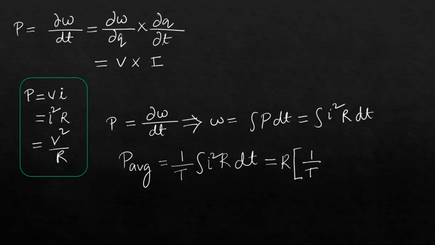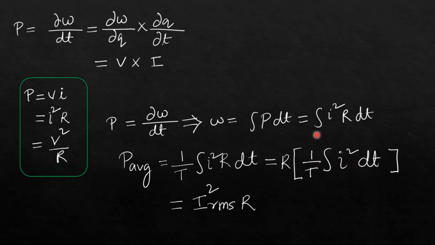Here R is the constant, you can take it outside. It becomes 1 by T into the integral of I square dt. Now we can write further it as I RMS square into R. It is the expression of I RMS square. So I have replaced it by I RMS square. So whenever we have a time varying current, that is current is following the function of time, let us say current is equal to sin t, so it is a function of time, then you have to use the RMS value of the current to determine the average power loss in the resistor. And you can also write this expression as V RMS square by R.